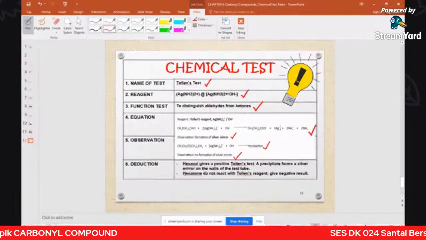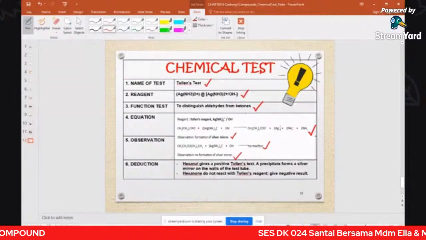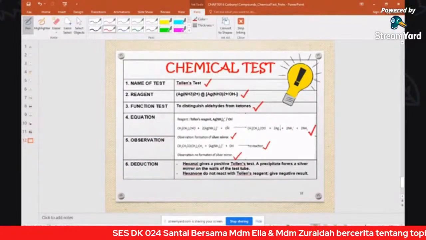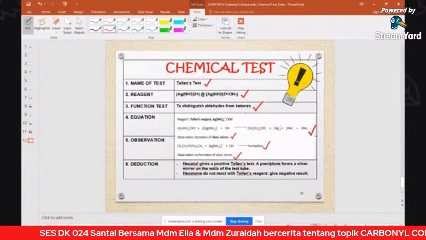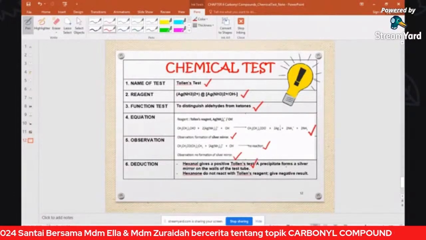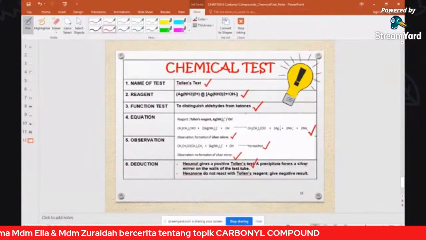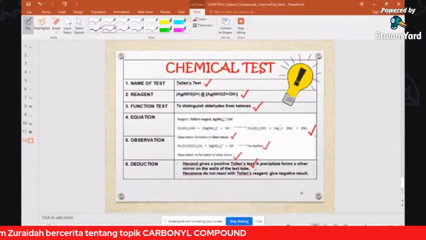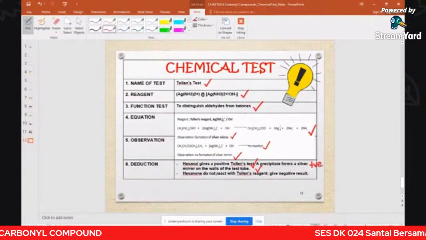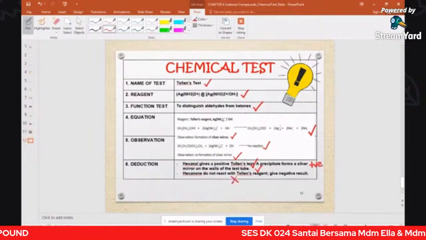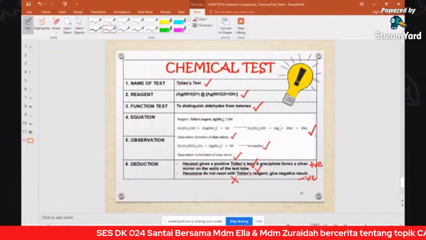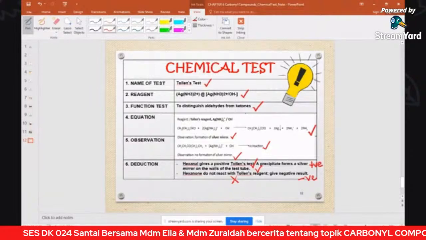Last part, kelas, deduction macam summary, our result. So from the chemical test, kita boleh conclude hexanal give positive Tollens test. Precipitate form has a silver mirror on the wall of test tube. Ini result yang positif. Hexanone do not react with Tollens reagent, give negative result. Ini negative result. Kelas, that's all untuk hari ini ya.